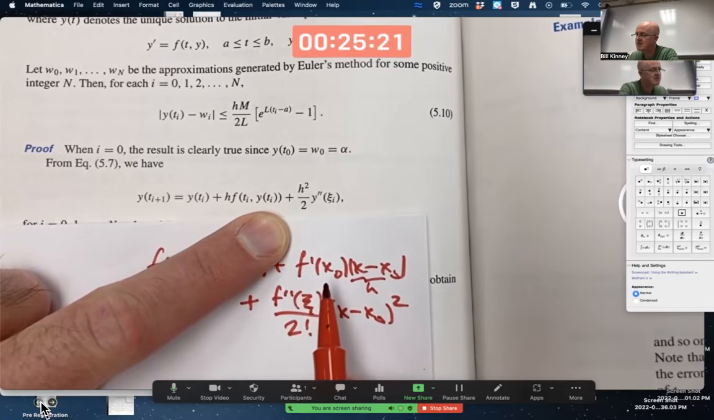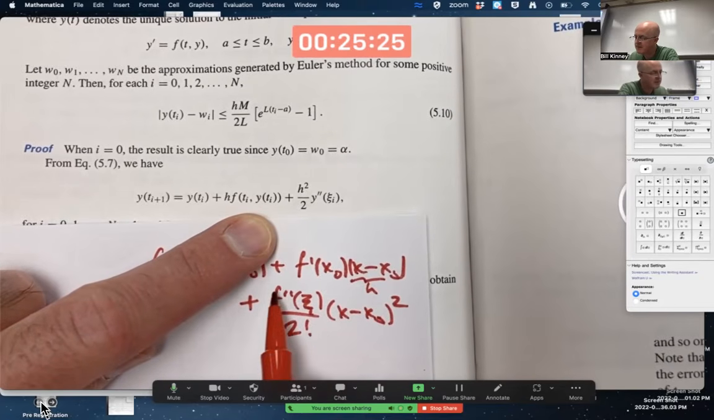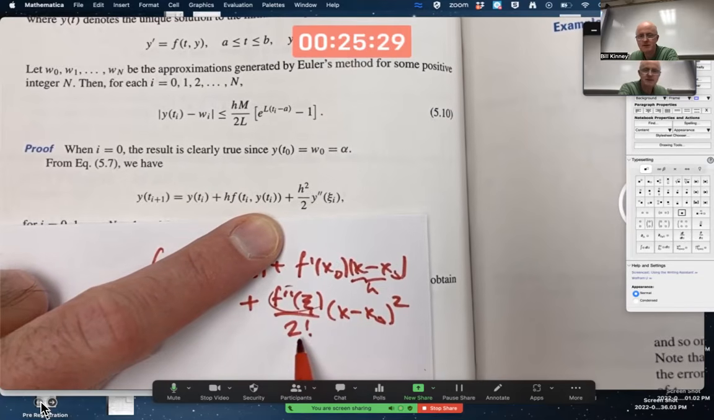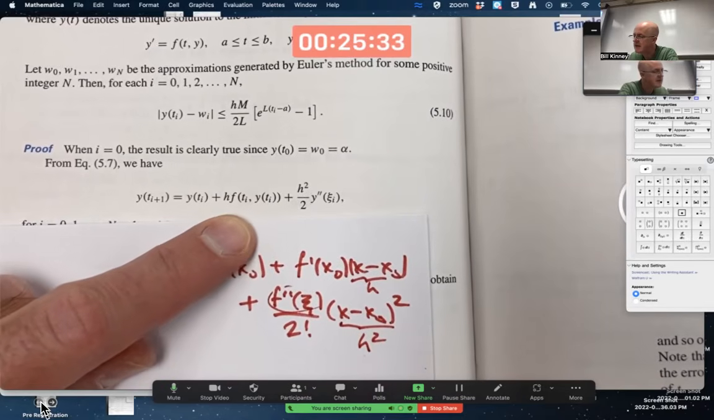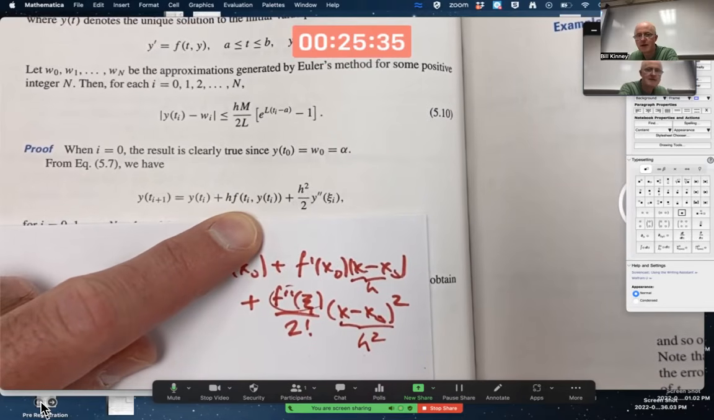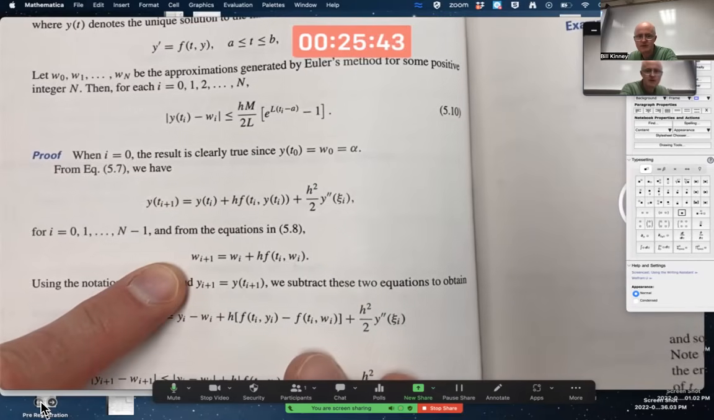Plus h squared over 2, that's like, well, we got the y double prime of c, that's this. Dividing by 2 is the same as dividing by 2 factorial. H squared, that's this, that's the h squared. But here again, right there, that is where the assumption that y of t solves the differential equation is being used. And this is just the definition of Euler's method right there.